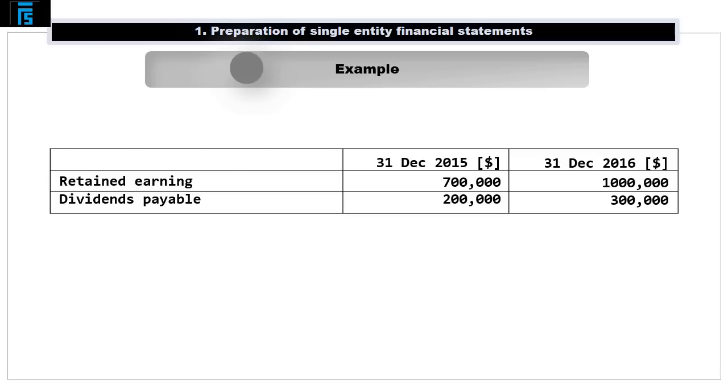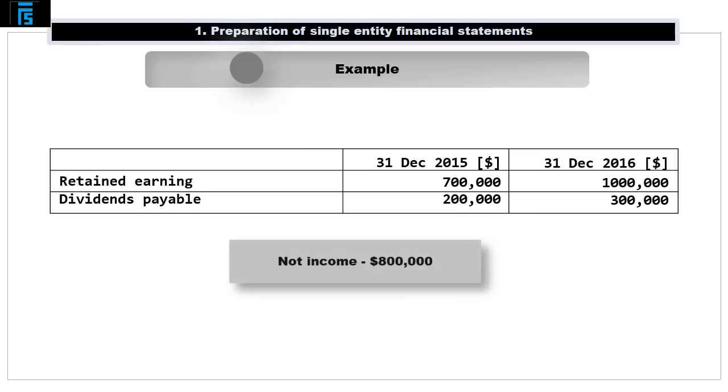As you can see, the balance of retained earnings grows from €700,000 to €1 million. Over the same period, dividends payable increase from €200,000 to €300,000. Additionally, we are told that the company reported net income of €800,000 for the year 2016. Our task will, of course, be to compute the amount of dividends paid.